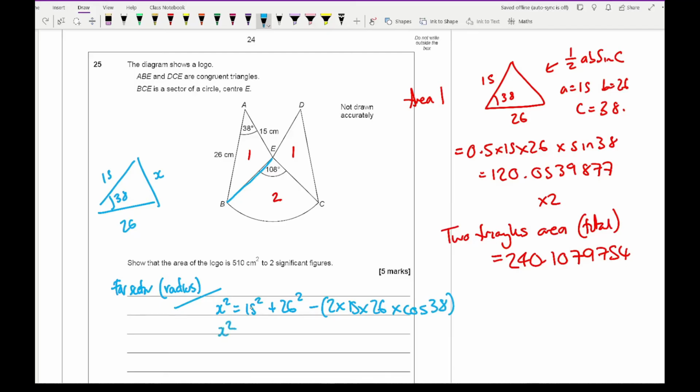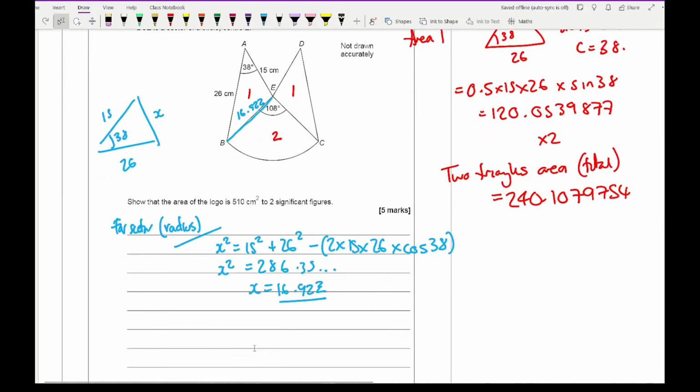So x squared equals, I'll just quickly type that into my calculator. It gives me an answer of 286.35 and so on. I keep that on my calculator and just square root that answer. It gives me an answer that x equals 16.922 to 3 decimal places. So this length here is 16.922.